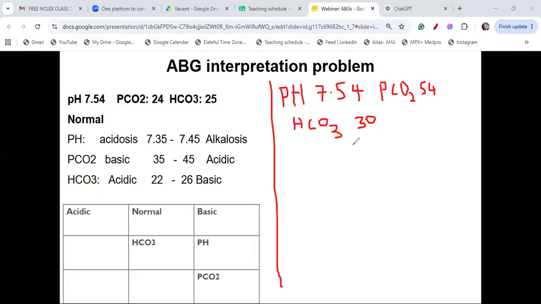So I want you to hold that thought somewhere because you're going to introduce something called compensatory. But even before I introduce that, what do you think would be the ABG interpretation for this? pH 7.54, CO2 54, bicarbonate 30. What's the interpretation? Let me give you a minute to do that.